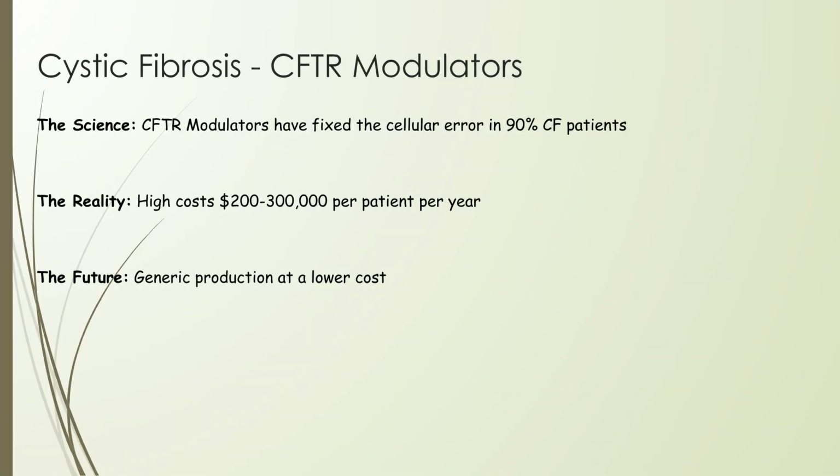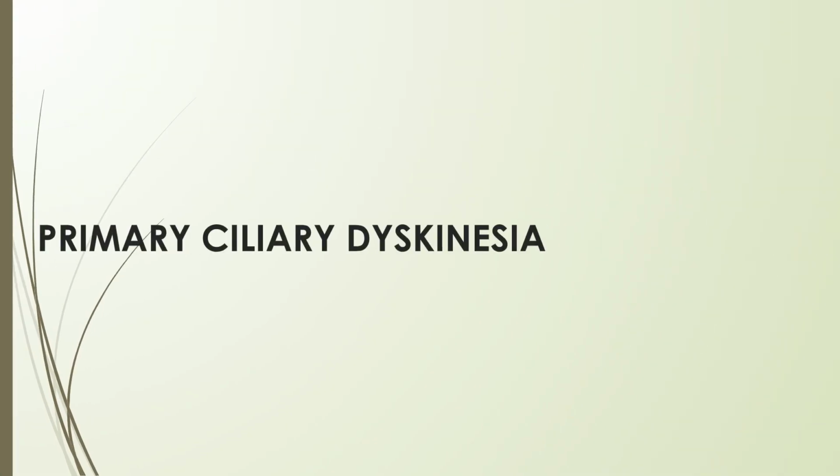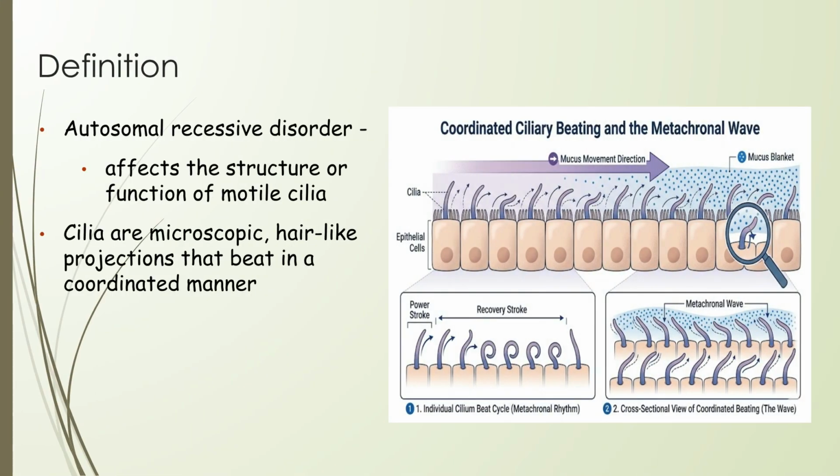CFTR modulators have fixed the cellular error in 90% of CF patients, but the reality is high costs. The hope for the future is generic production at a lower cost. Now let's move on to primary ciliary dyskinesia, or PCD. PCD is an autosomal recessive disorder that affects the structure or function of motile cilia.